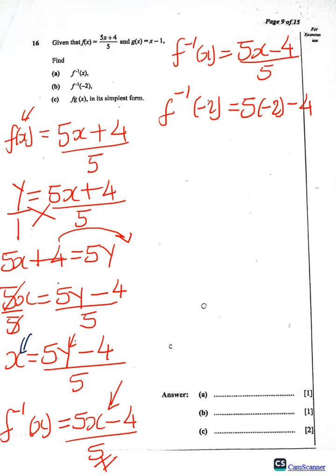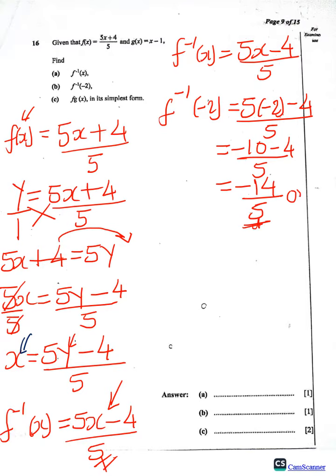Then we can do the math. So 5 times -2 is -10 minus 4 over 5. -10 minus 5, so since we have the same sign, we are going to add, so we get -14 over 5. So we can leave our answer like this, or we can divide 5 into -14, which is -2, remainder 4 over 5. So this is our answer for part B.